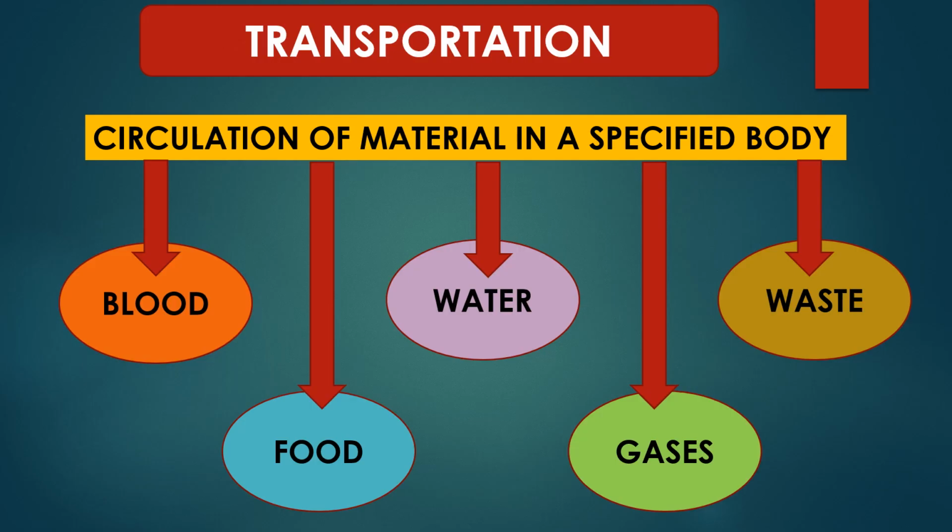Transportation here basically means the circulation of some materials in the specified body. So here we are going to talk about the circulation of material in the plants as well as in animals' bodies. One by one we will discuss the circulation of blood, or we can say the transportation or circulation of food, water, gases and waste products from the body.